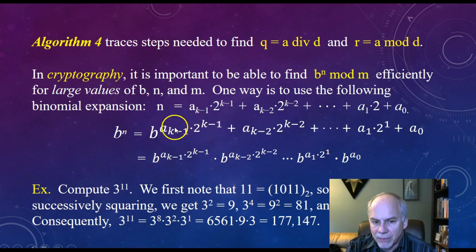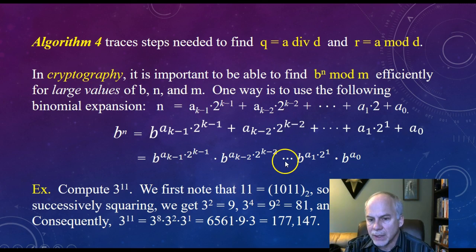B to the power of the first term times b to the power of the second term times b to the power of the third term, etc., all the way down to b to the power of a sub 1 2 to the first times b to the a sub 0.